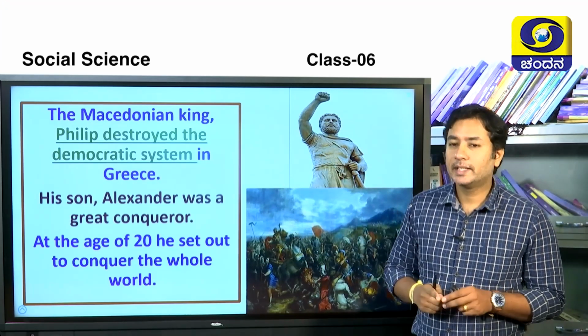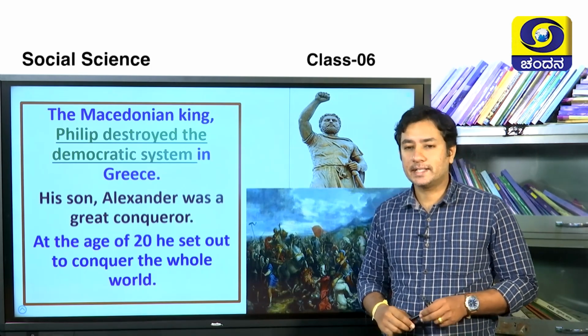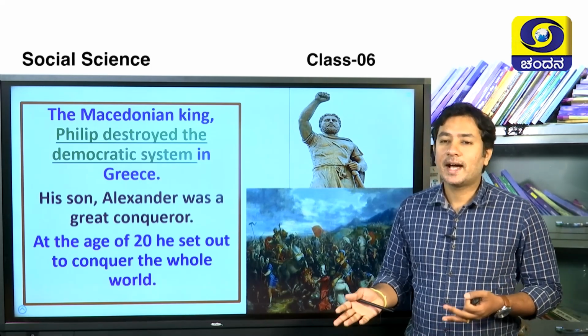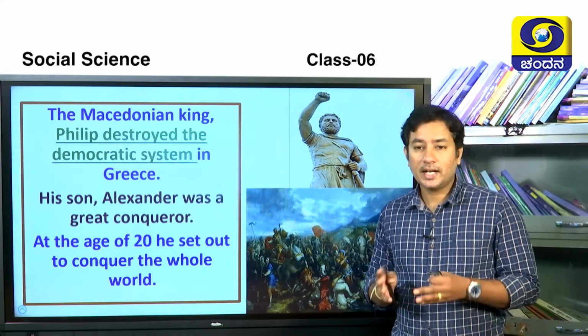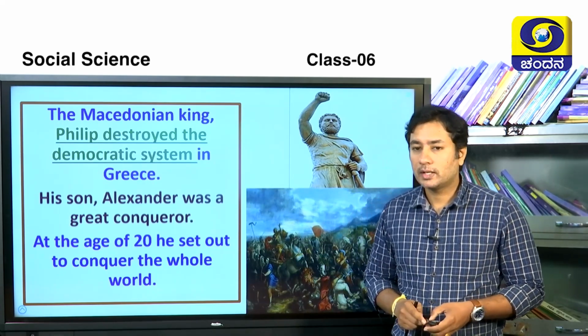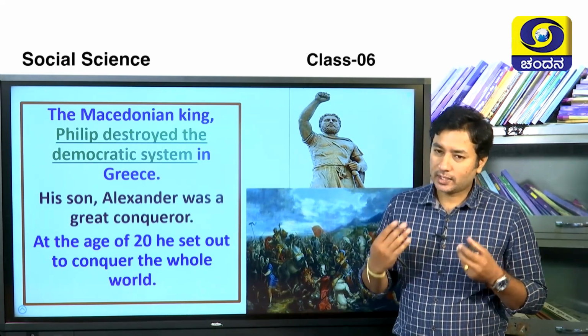See, this is known as Philip. He is the person who destroyed democracy in Greece. Who is he? He is a famous person's father. That is none other than Alexander the Great. Alexander, at the age of 20, set out to conquer the entire world. And he succeeded in that also.